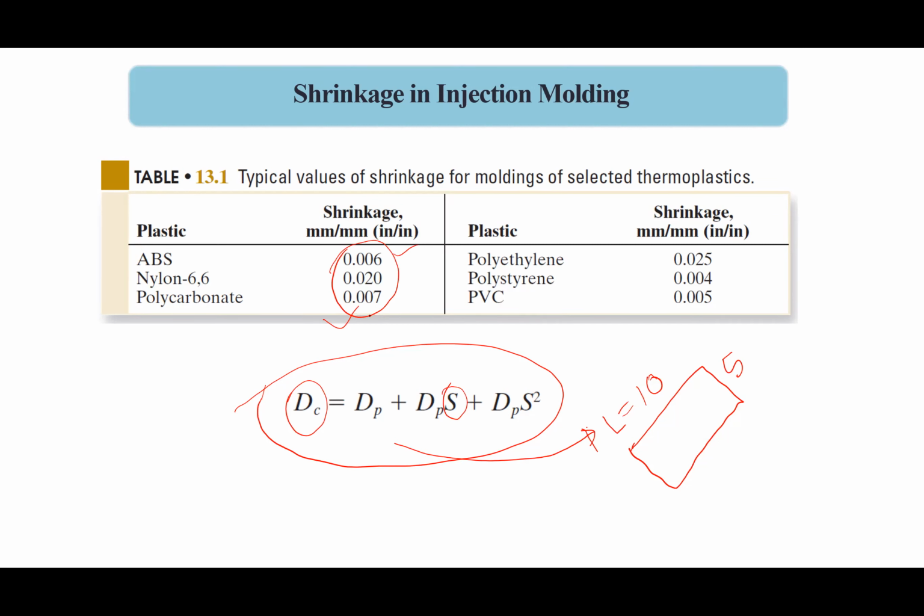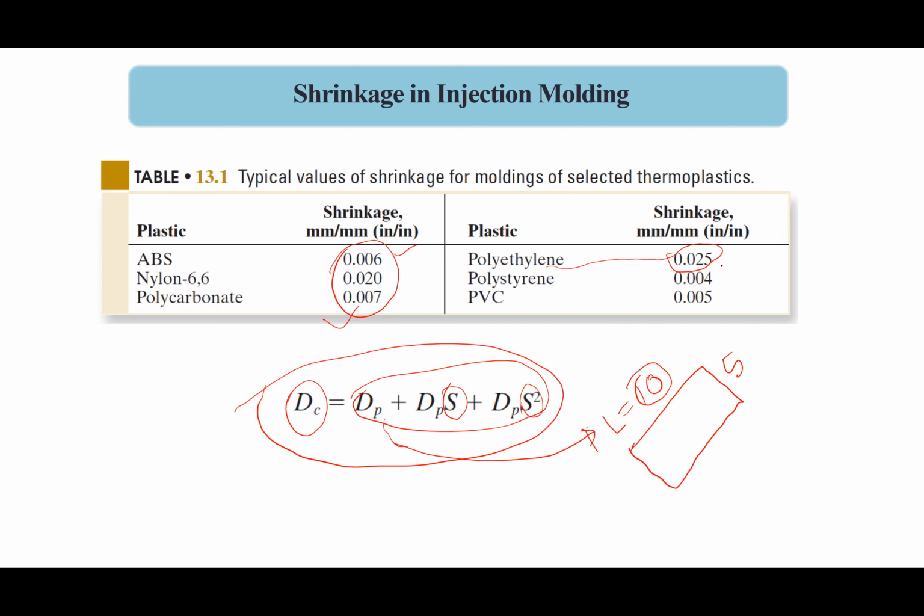Dc is the size of the cavity. For example, if you have a final part of 10 millimeter, then Dp is that, and Dc will be equal to this equation. The cavity size will be increased based on the factor S. The highest shrinkage can be from polyethylene, where the value of S is 0.025.